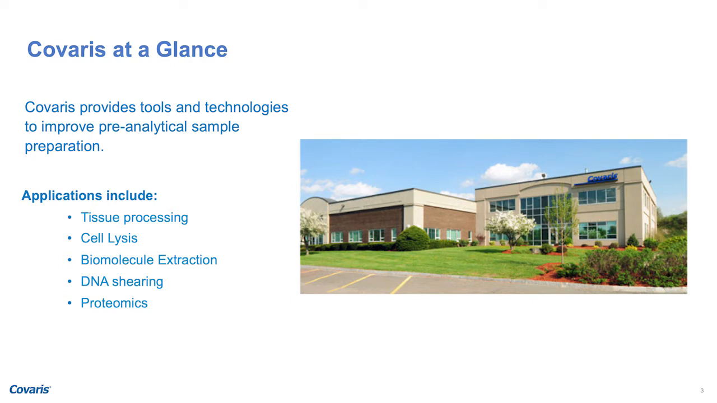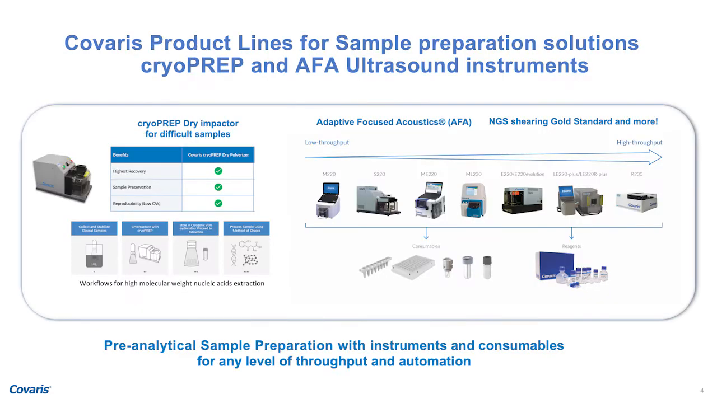Covaris provides tools and technologies to improve pre-analytical sample preparation. Covaris instruments, consumables, and reagents are used in a variety of applications, ranging from tissue processing to DNA shearing. Founded 22 years ago, Covaris developed a technology known as AFA, Adaptive Focused Acoustics, which is used globally in multiple applications. Covaris has several AFA-ultrasonicators in addition to the cryoPREP for sample preparation. Covaris instruments are available for all levels of sample preparation throughput.